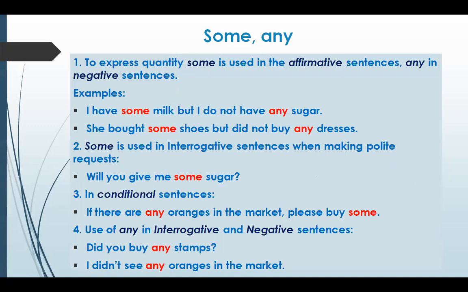So there are different sorts of words which are used for referring to the number which can be counted. So let's take these examples one by one. Some and any. So to express quantity, some is used in affirmative sentences जहाँ पर positive response होता है and any in negative.